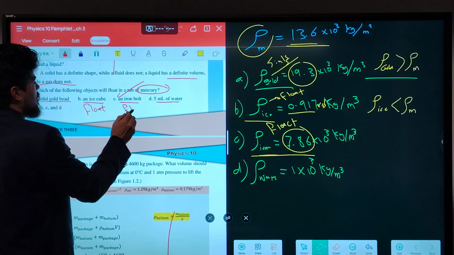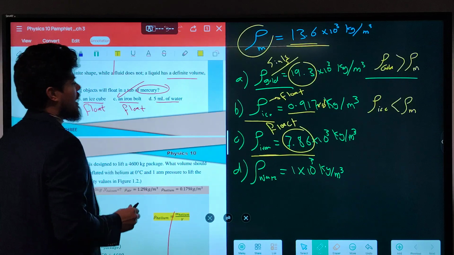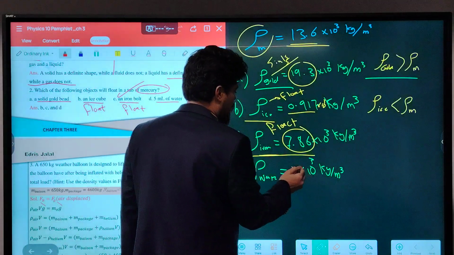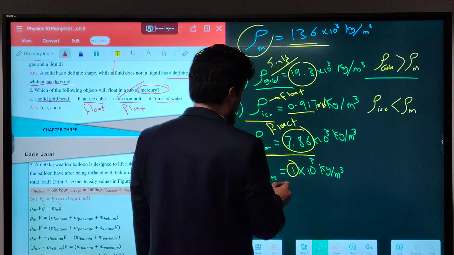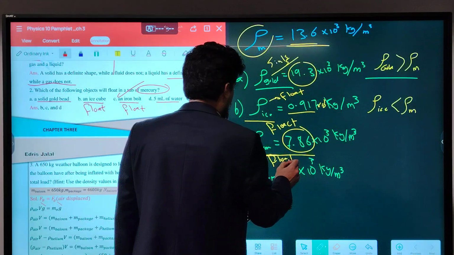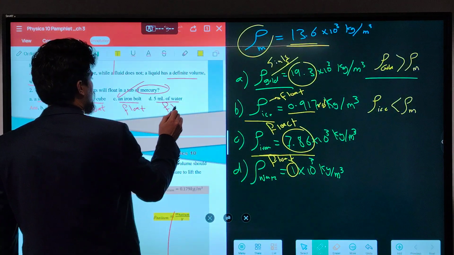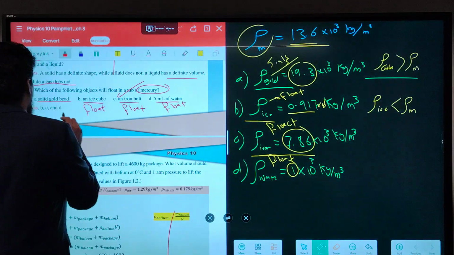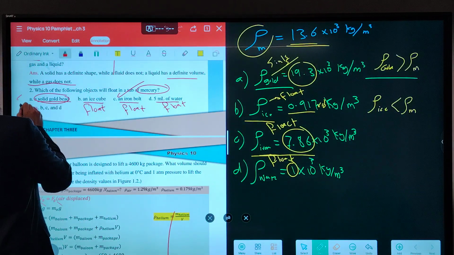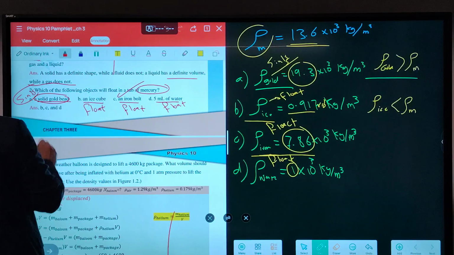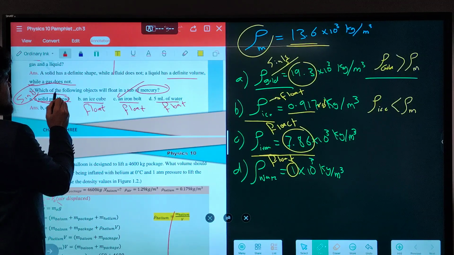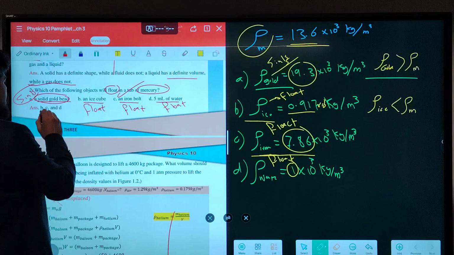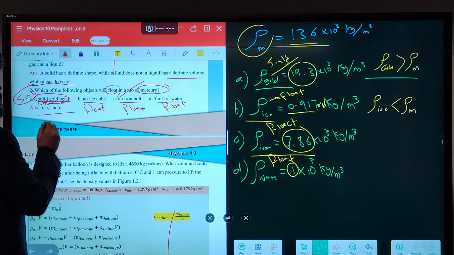Iron bolt also floats. 5 milliliters of water also float. Why? Because the density of the mercury is more than the density of the water. So that is why this one also floats. The water also floats. Only gold sinks, or is submerged. So the correct answer, because the question says which of the following float? B, C, and D, except A.